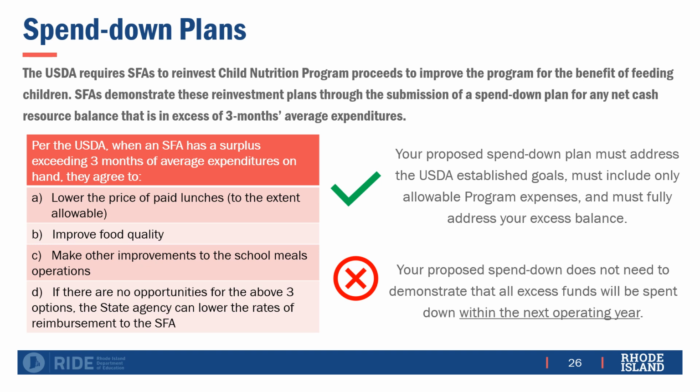When developing a spend down plan, SFAs must prioritize the following 3 items: lowering the price of paid lunches to the extent allowable, improving food quality, and making other improvements to the school meals operations. Note: paid lunch prices must continue to meet regulatory paid lunch equity standards, which we will discuss in more detail in the next section of this presentation.